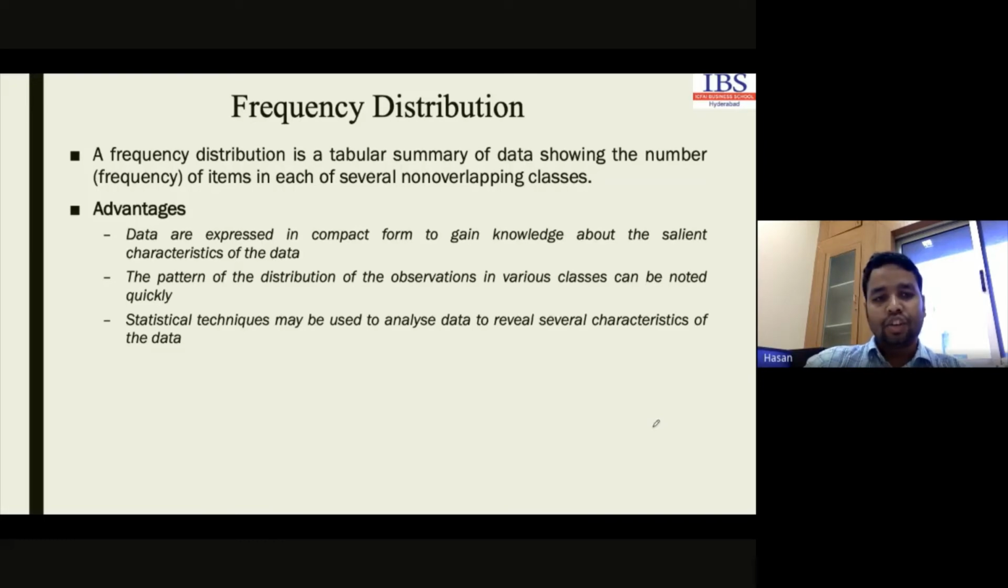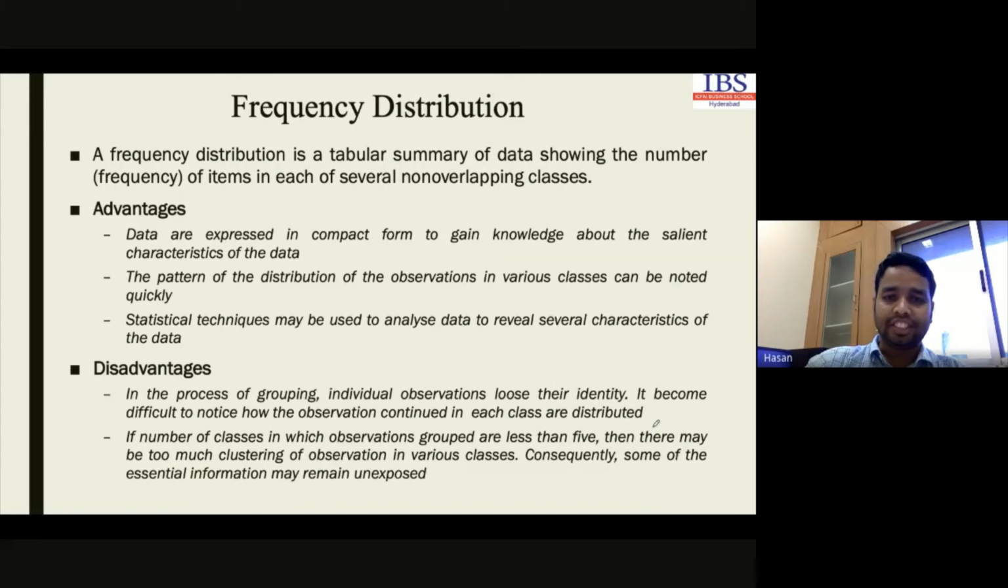Okay. So when there is an advantage, there must be a disadvantage also. Remember one thing, advantage and disadvantage come together. Neither advantage nor disadvantage comes alone. Both will be coming together, okay? So disadvantage is also there. So what are the disadvantages? The very first one is that the individual entity loses its identity.